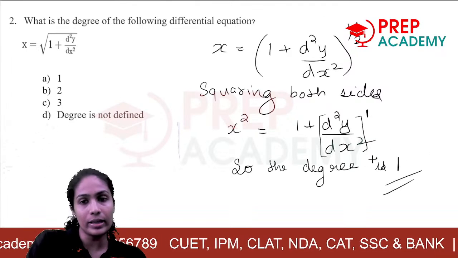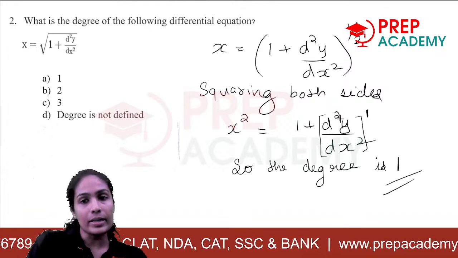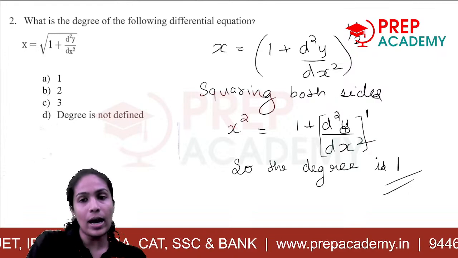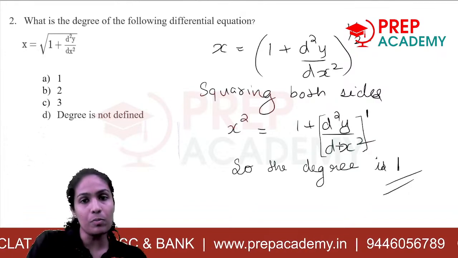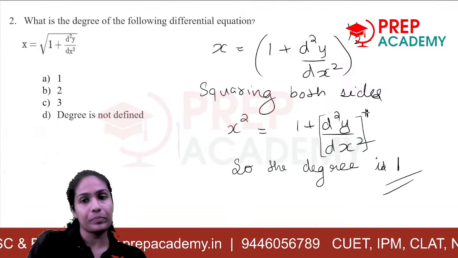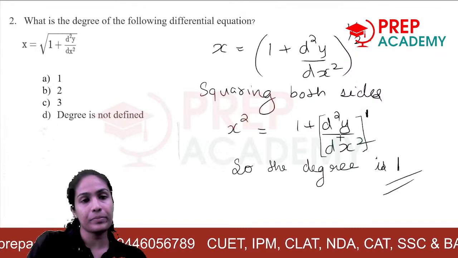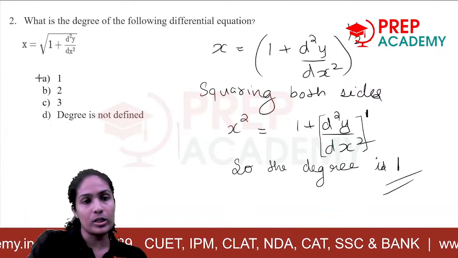If you are asked to find the order, then order is defined as the order of the highest derivative. Here the order is 2, but the question is to find the degree. So the degree is 1. Option A.